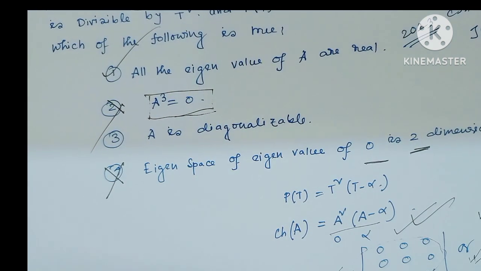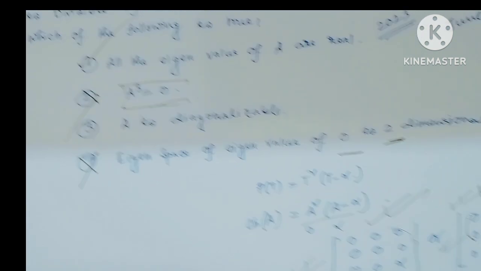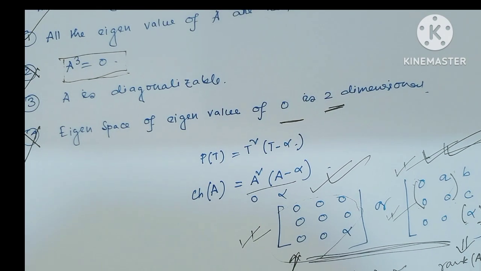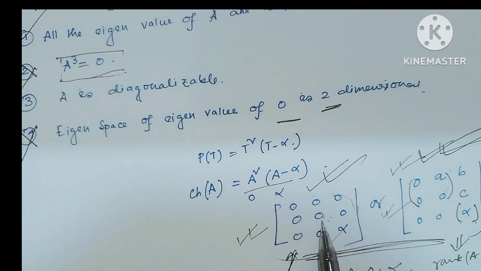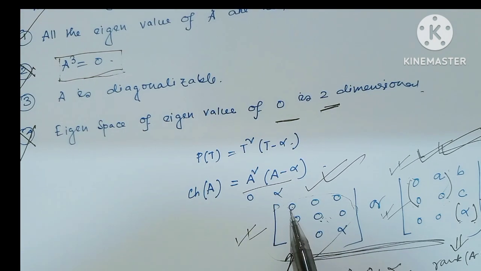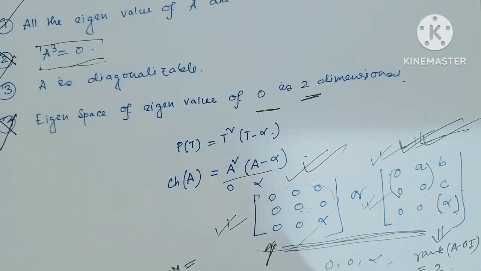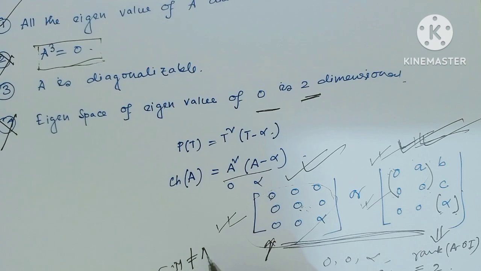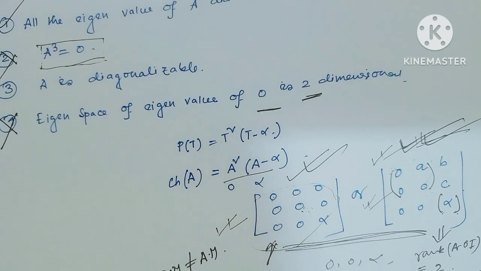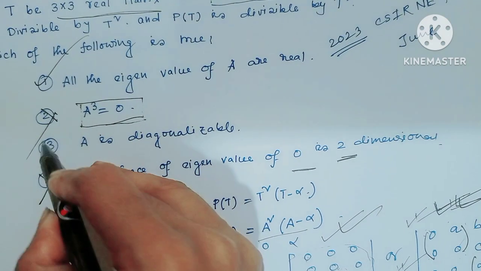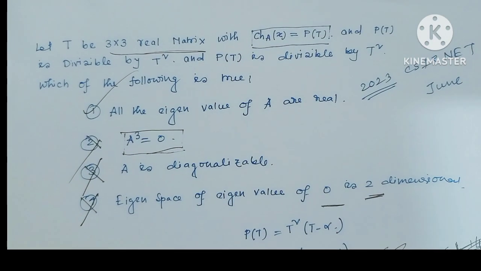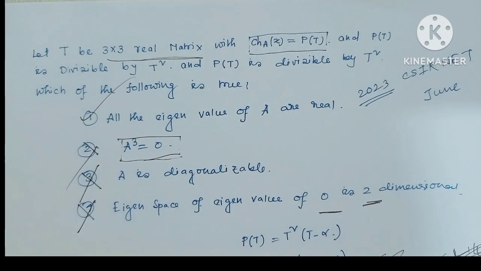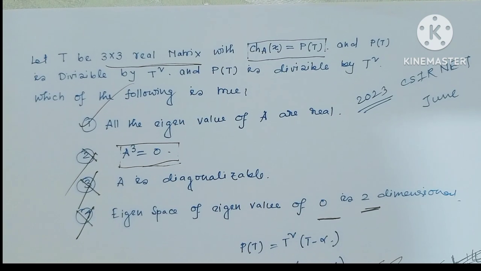And for option 3, is A diagonalizable? Here I have got the same eigenvalue repeated, but the geometric multiplicity is not equal to the algebraic multiplicity, so A is not diagonalizable. Means only option 1 is the right option. I hope all my viewers have understood this question clearly.